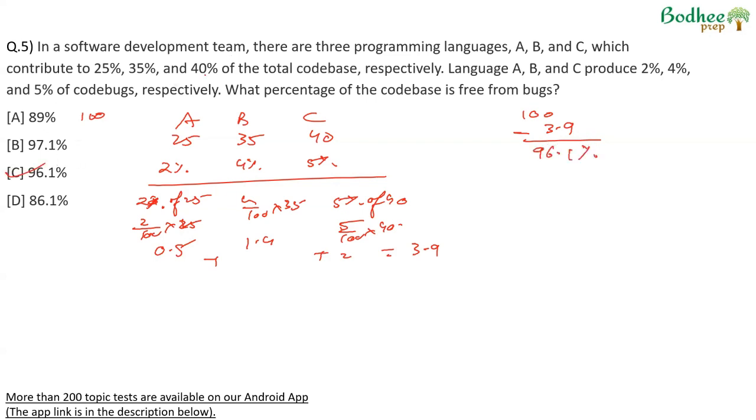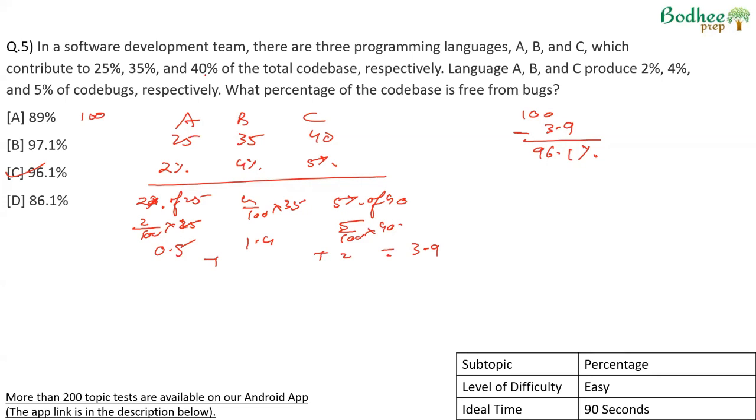Option C. Again, an easy question, just multiply the two percentages, add them, and get the answer. Not more than 90 seconds to solve the question.